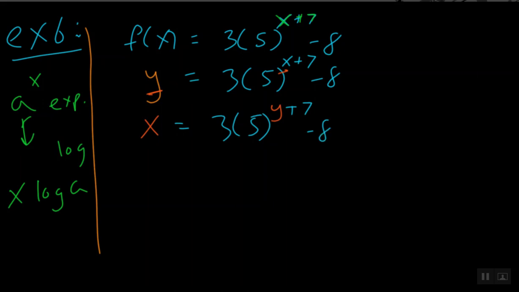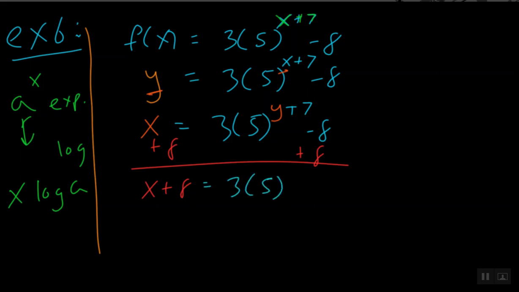We do our initial steps. Let's add 8 to both sides, and we have x plus 8 is equal to 3 parentheses 5 to the y plus 7. From here, to get rid of our multiplication, we divide both sides by 3. And when that cancels, we have x plus 8 over 3 is equal to, and I'm going to leave a space here, 5 to the y plus 7.